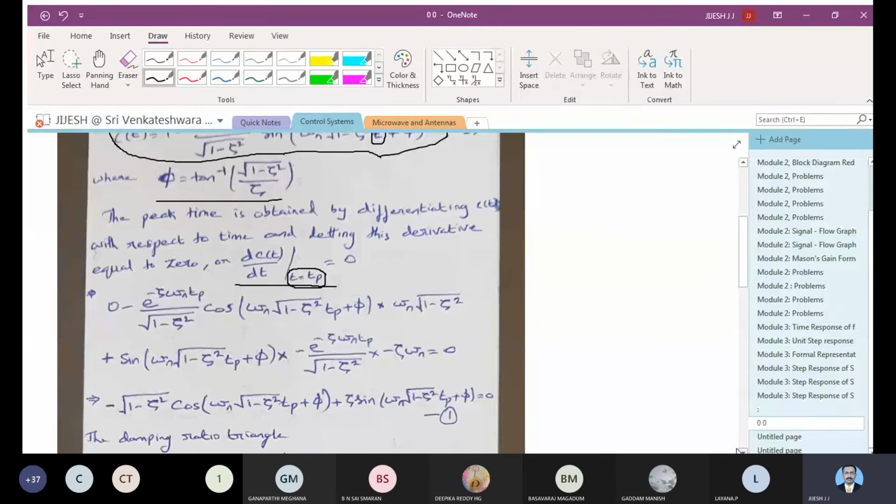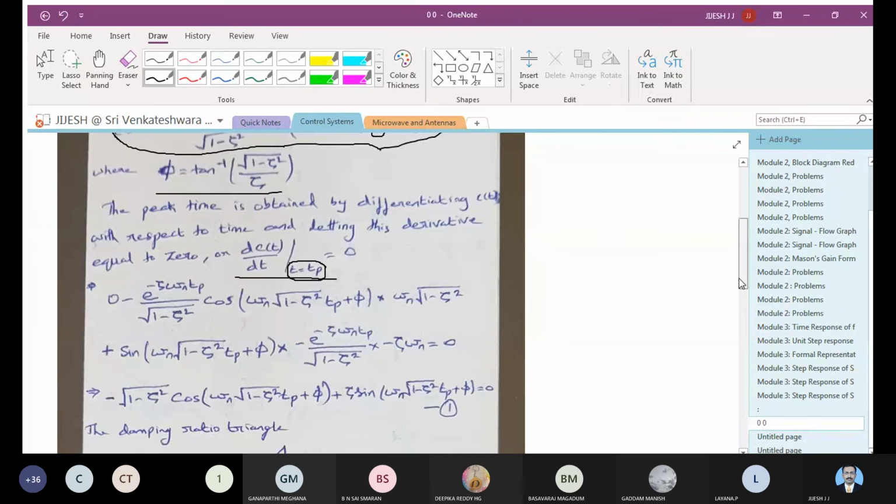So have you all got equation number 1? Yes, sir. Okay. What about others? All of you got it? See, have you all got equation number 1? Yes, sir. Okay. So you are clear till here. All of you have completed till equation number 1, and then we will continue further.